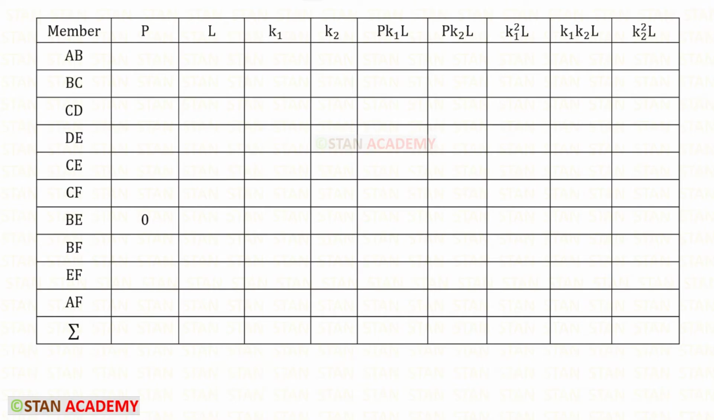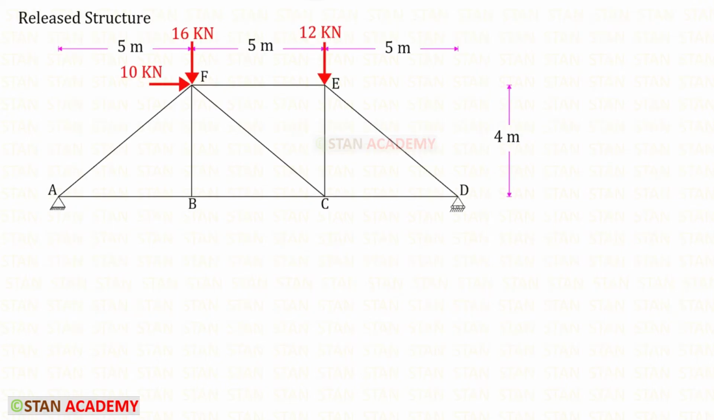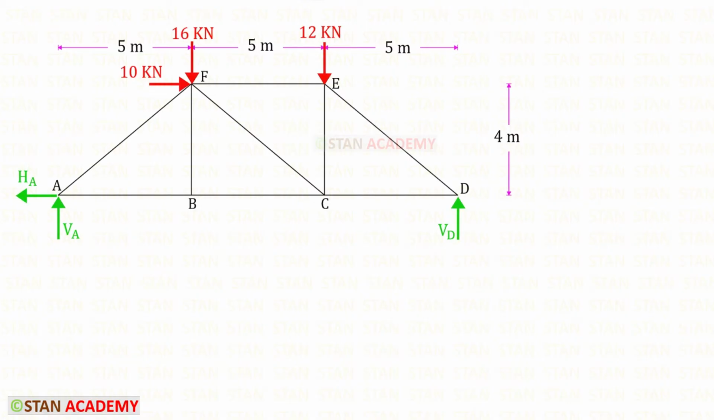We have to make this table. First, we need to find the force P in all of the members. We have to take the released structure and find all the forces. The member BE we have released, so there we can't find any force. We can directly write it as 0. Let us find the rest of them. Before finding the member forces, we have to find the reactions. At A, we need to find 2 reactions, and at D, we need to find 1 reaction.